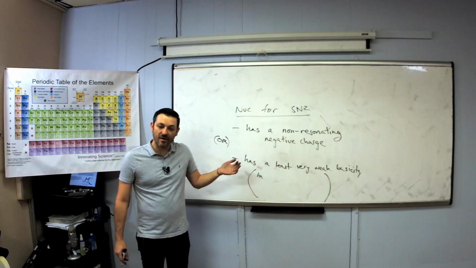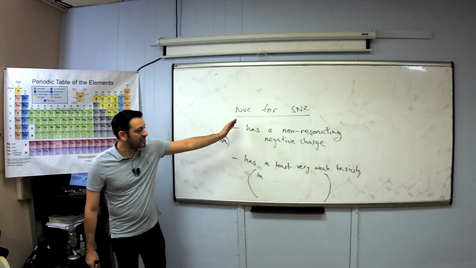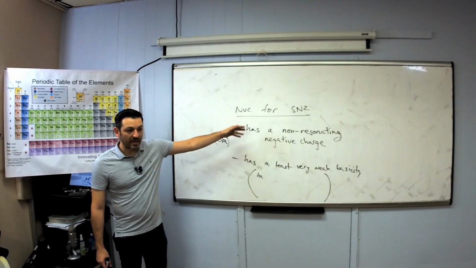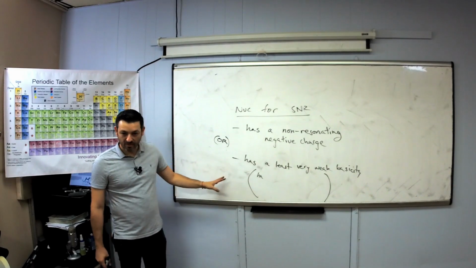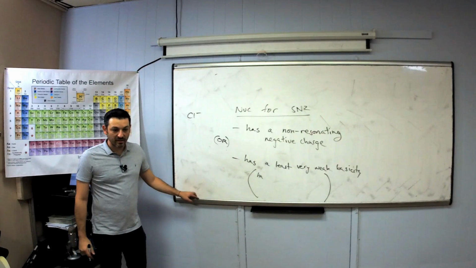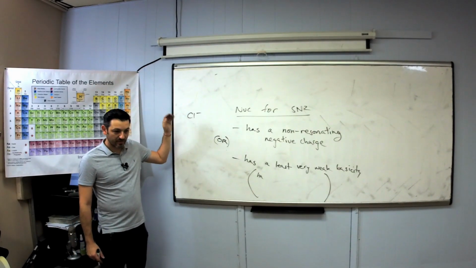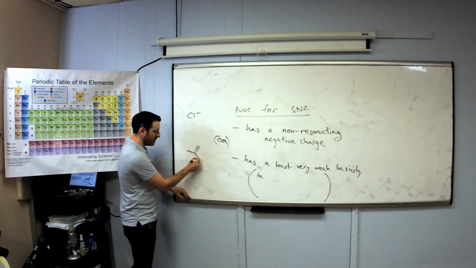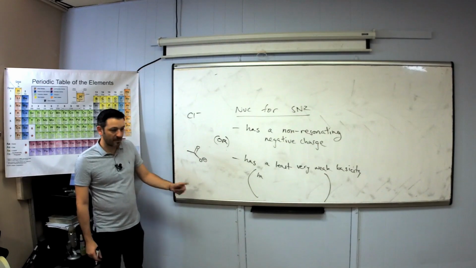Now what's less than a very weak base? A negligible base, meaning it can't be a negligible base. So if it has no negative charge, or if the negative charge is resonating, and it's a negligible base, it's not going to be a nuc for SN2. Is Cl minus a nuc for SN2? Well, it's a negligible base, but it's got a negative charge, so automatically a nuc for SN2. Is this automatically a nuc for SN2? We have to check basicity, because since it's resonating, we have to check basicity.